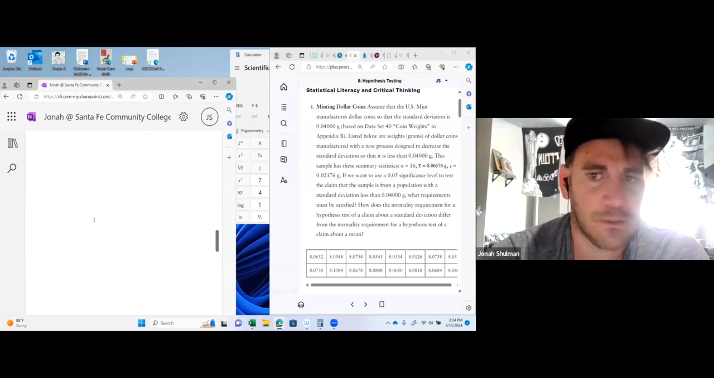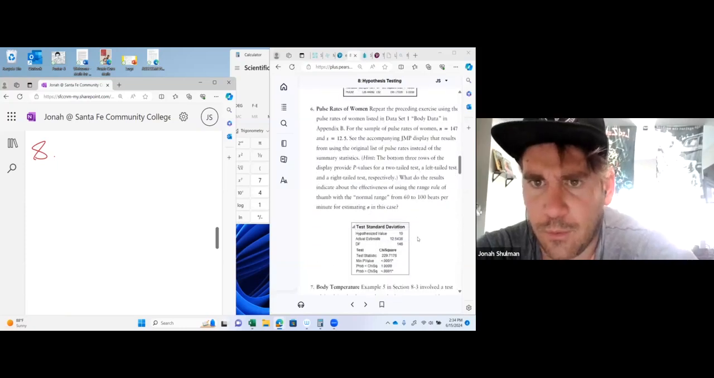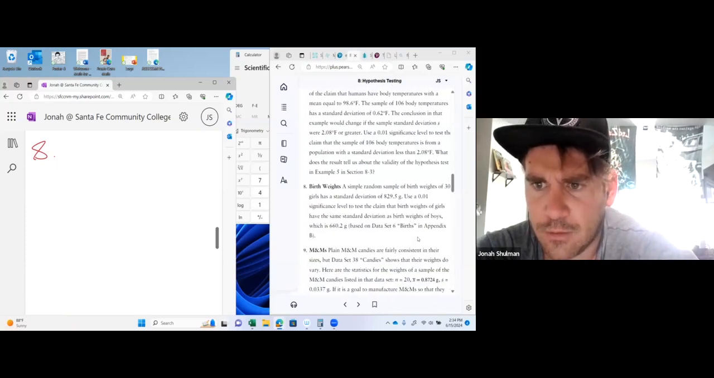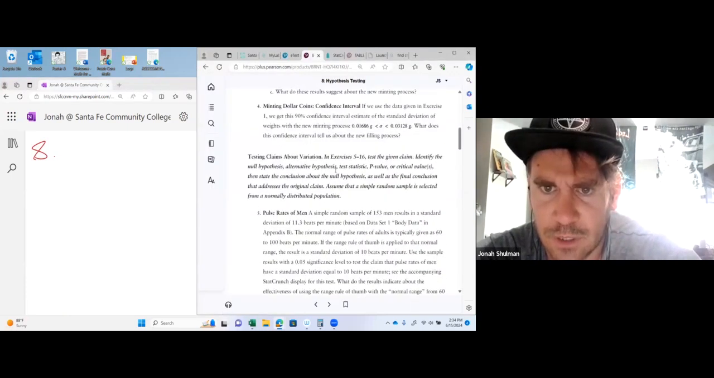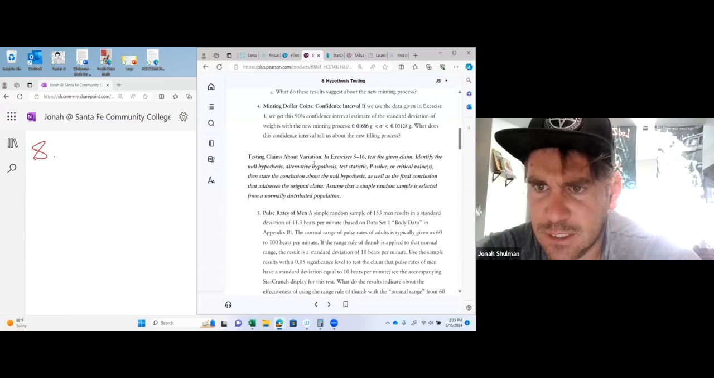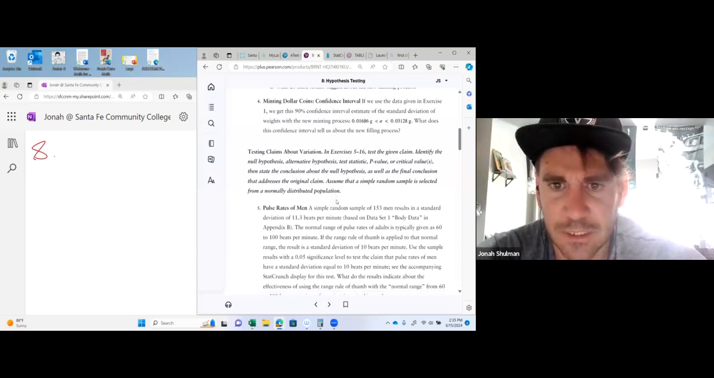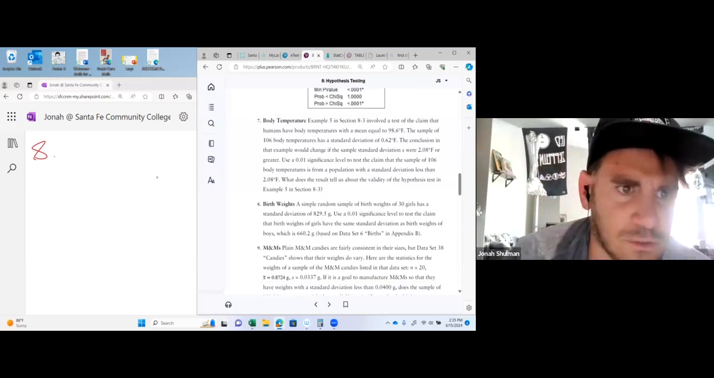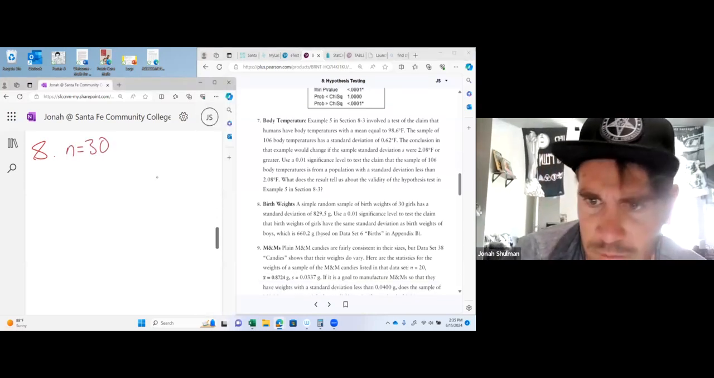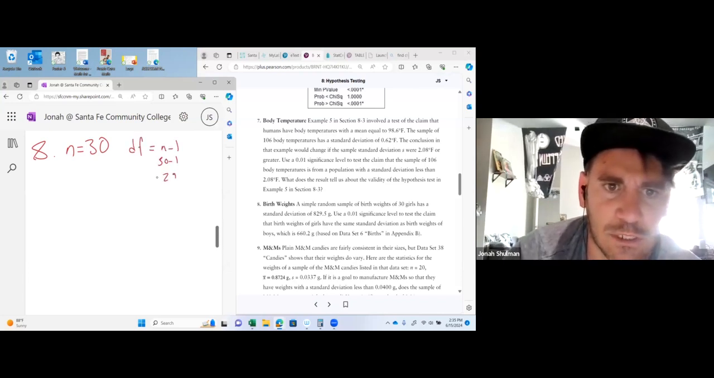All right, so let's go to 8. What's the question for this? In exercises 5 through 16, test the given claim, identify the null, the alternative, the test statistic, the p-value, the critical value. Then state the claim. Assume that it's a normal population and a random sample. We have weights of 30 girls. So n is 30, which means our degrees of freedom is n minus 1, 30 minus 1 is 29. Beautiful.